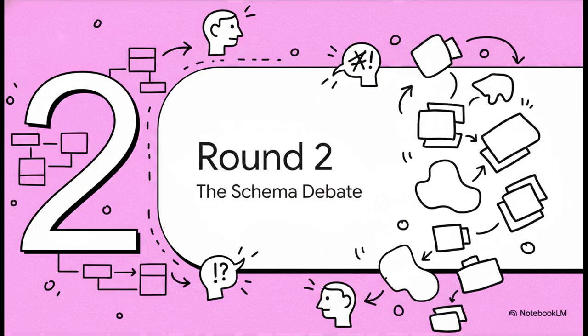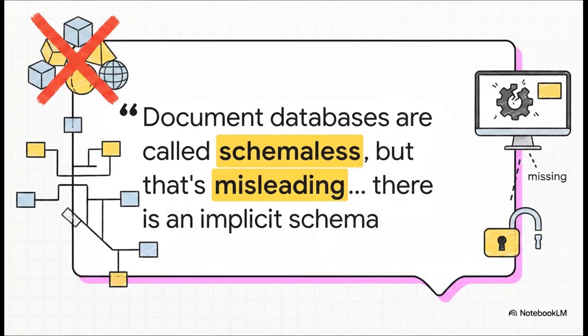Moving right along to round 2, the schema debate. All right, let's unpack data flexibility. This is where you usually see the most intense religious arguments between backend devs. You'll constantly hear people confidently say document databases are schema-less, making it sound like you can just throw any chaotic data in there with zero rules. But I really want to shatter that misconception right now.